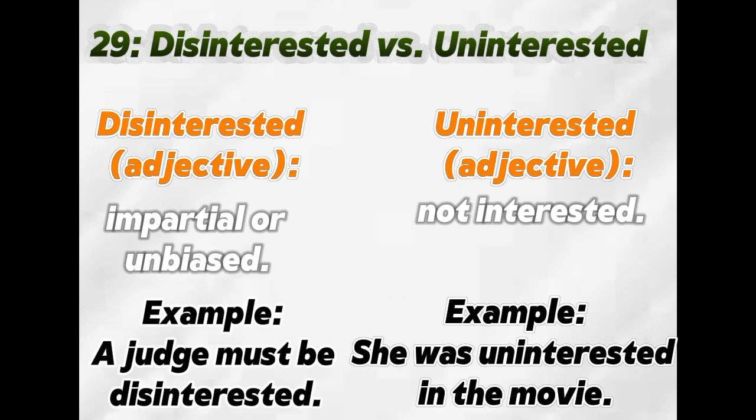How about disinterested and uninterested? Disinterested means impartial or unbiased, like a judge must be disinterested. Uninterested means not interested, like she was uninterested in the movie. So, disinterested means impartial, and uninterested means not interested. Got it. Great.